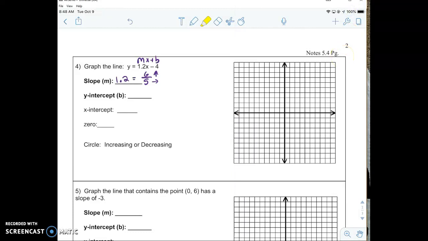My y-intercept, remember I'm always looking at the sign in front of that number. So my y-intercept is negative 4. The x value for a y-intercept is always 0. So I'm starting my graph at a y-intercept of negative 4.